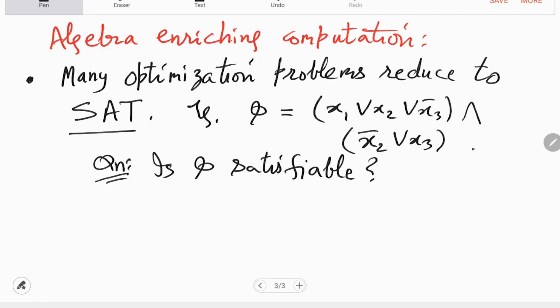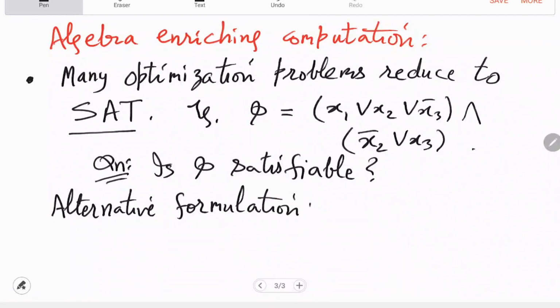So what does that have to do with algebra? Well, this Boolean question is already to do with Boolean algebra, but you can also come down to fields. So you can make it more palatable in classical algebra. So you can, for example, look at an alternative formulation in terms of polynomials. So what you can do is convert a clause into a polynomial equation.